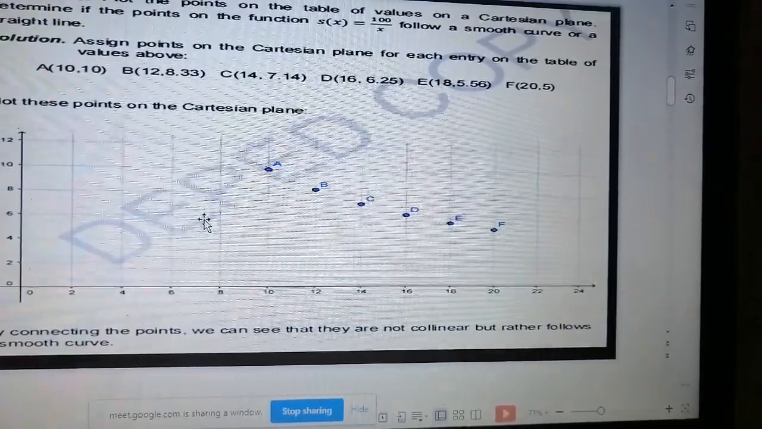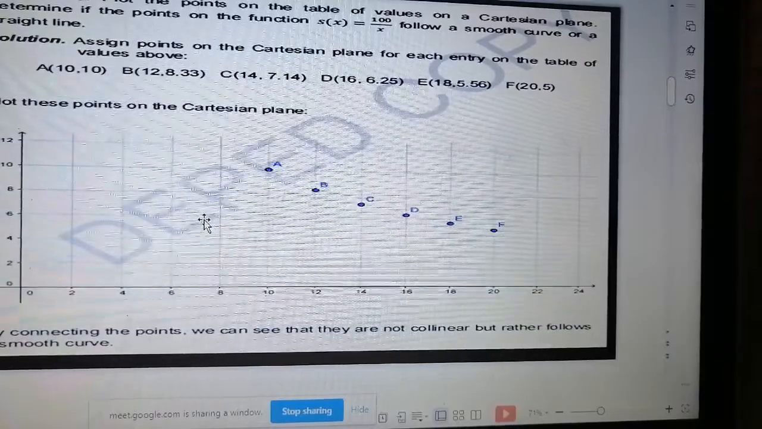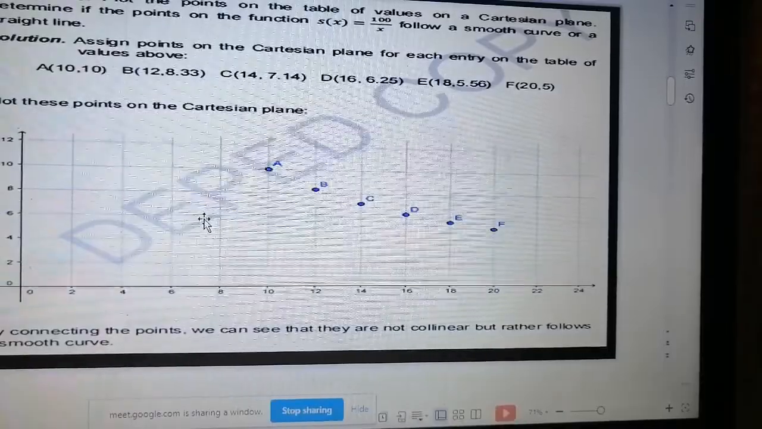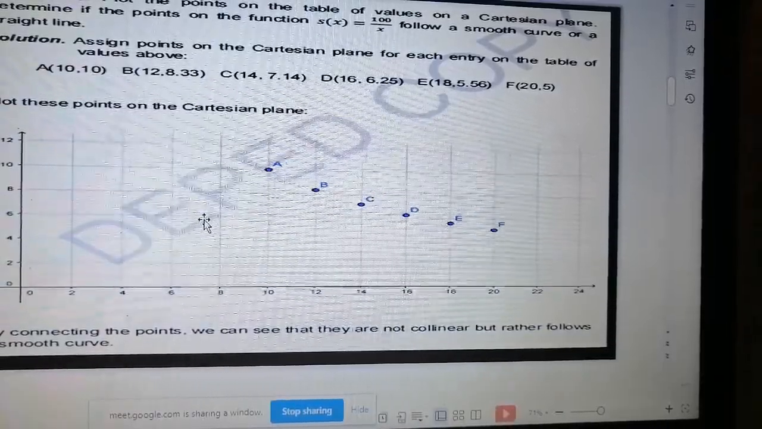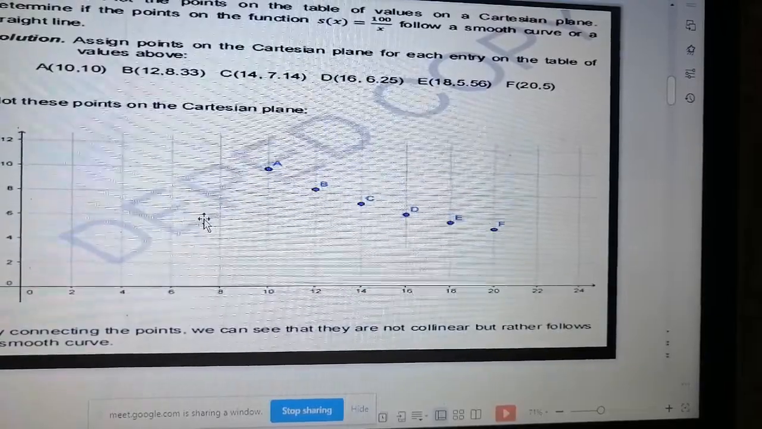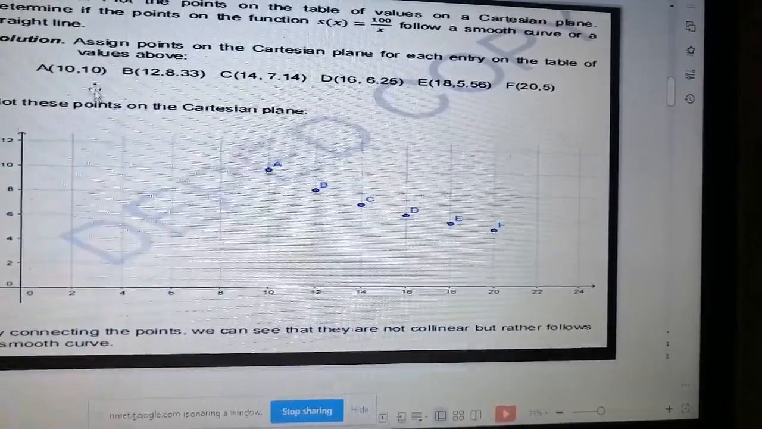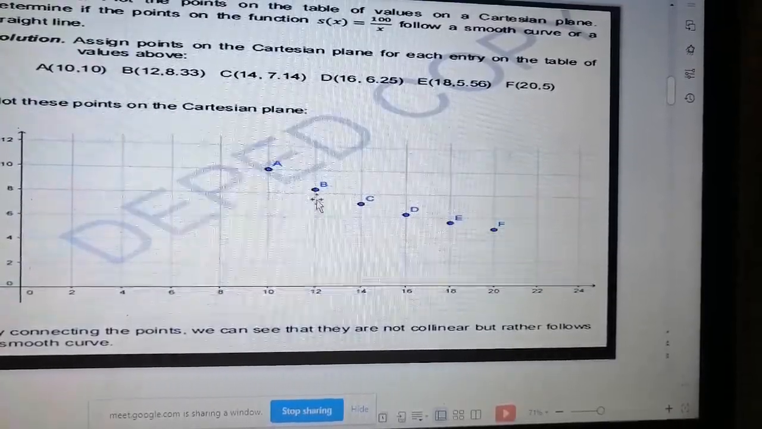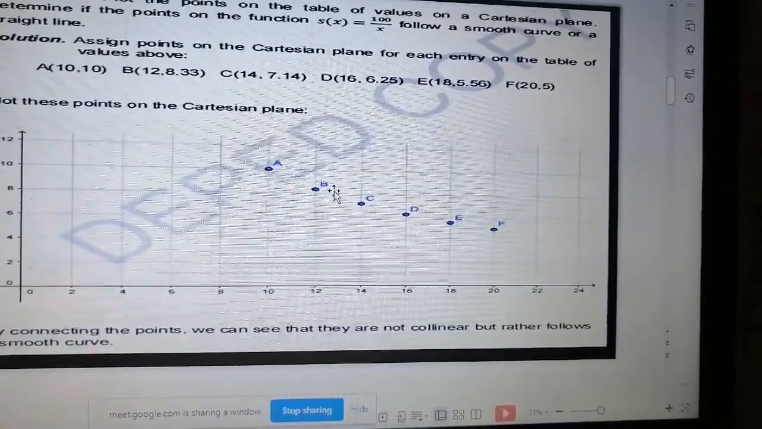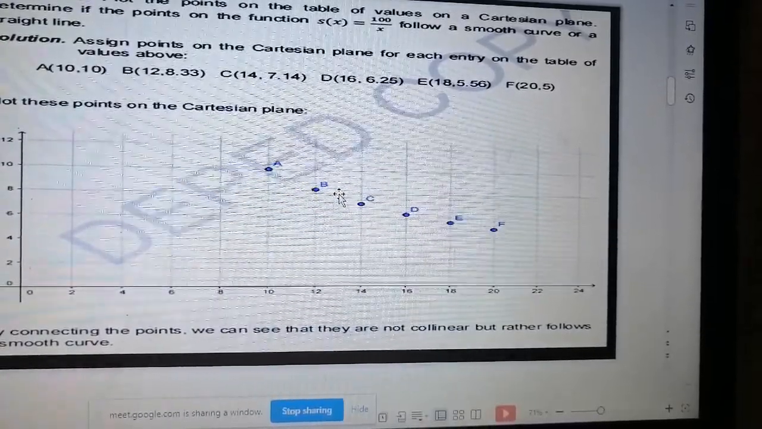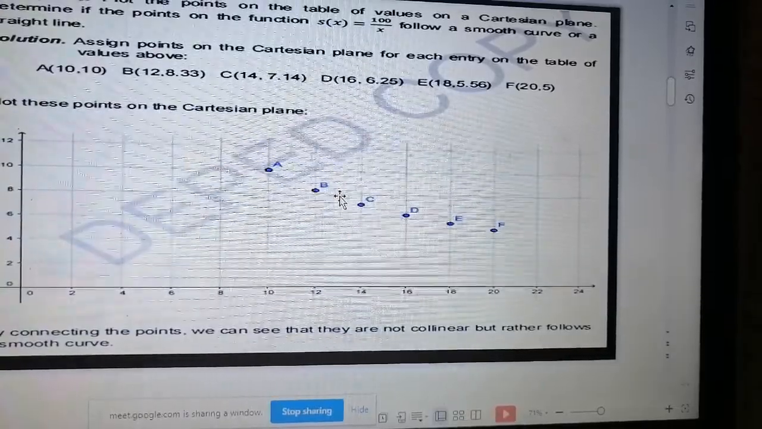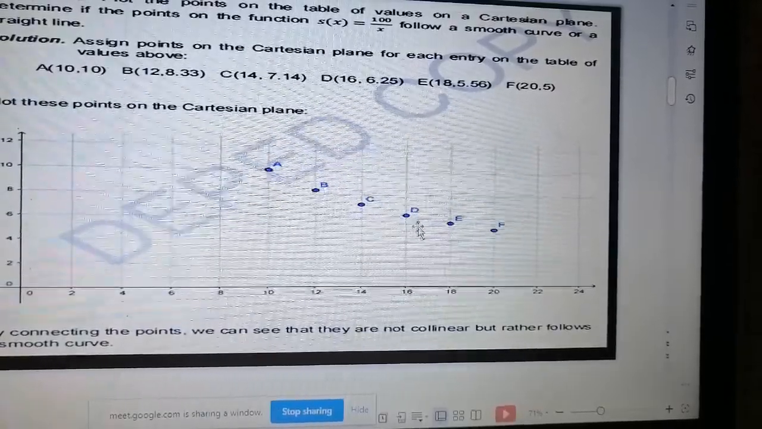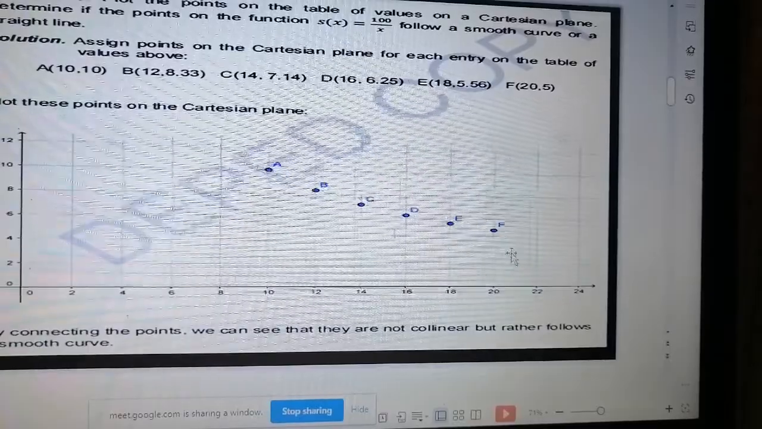Okay, ipa-plot natin yan sa Cartesian plane. Determine if the points on the function, speed x is 100 divided by x, follow a smooth curve or a straight line. Ayan, so we have 10, 12, 10, tapos 8.33, 14, 7.14, tapos 6.25, 5.56 and 5.